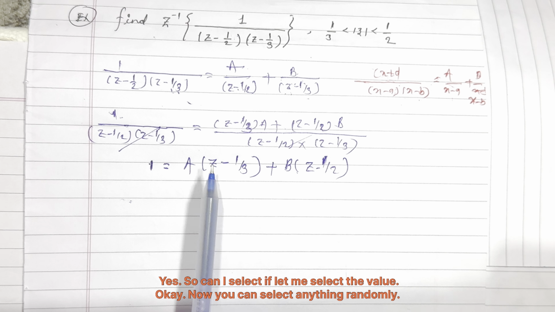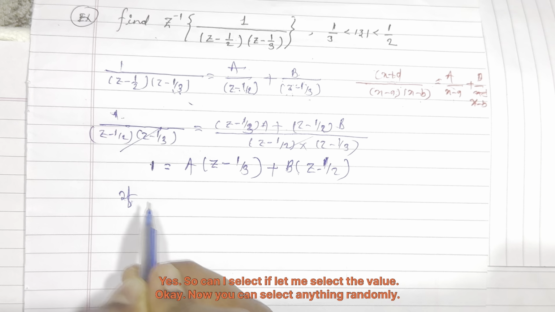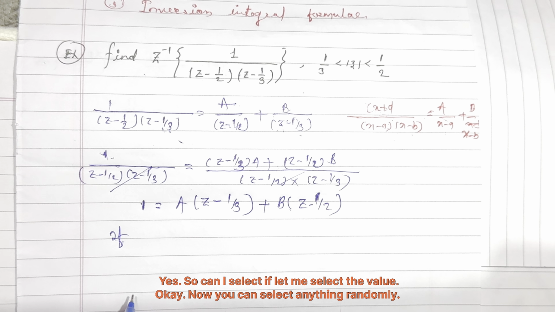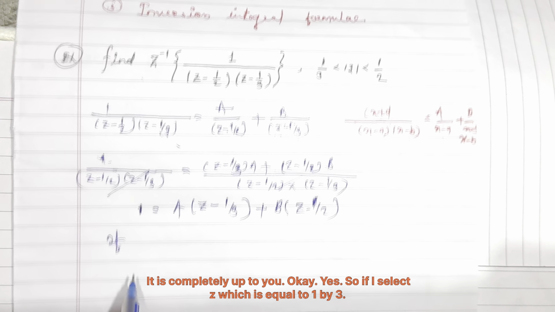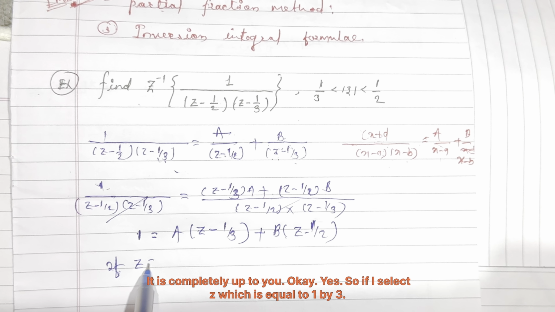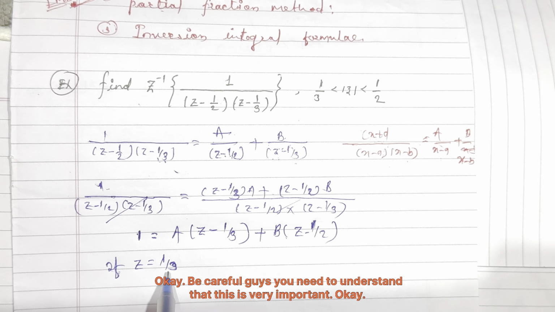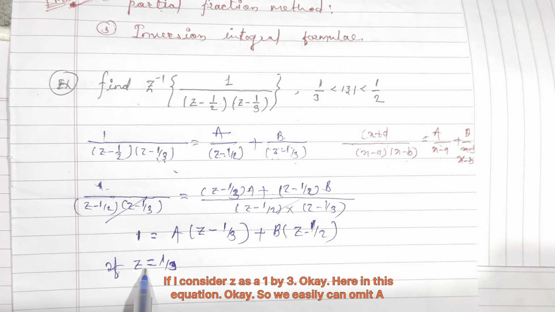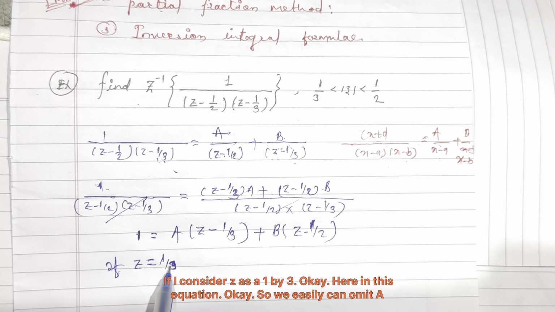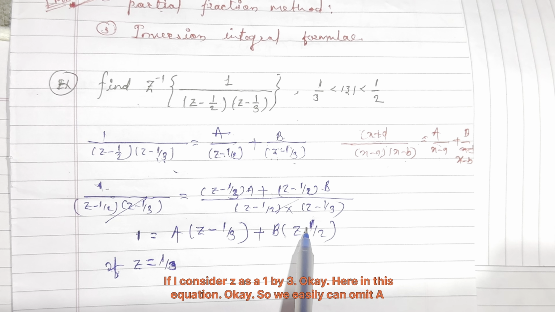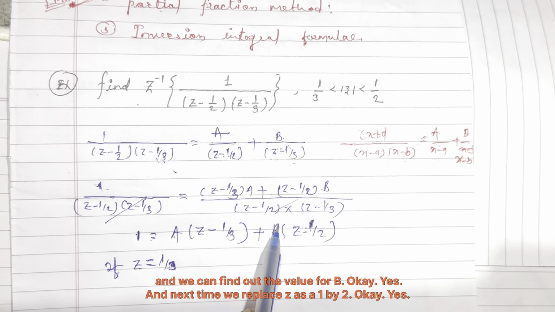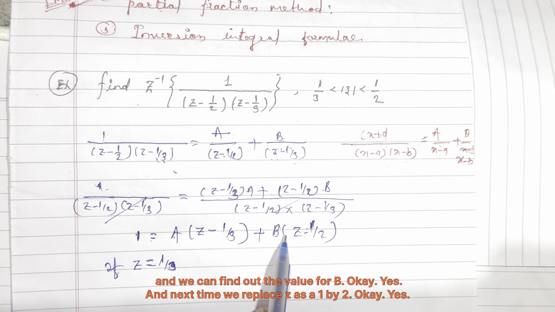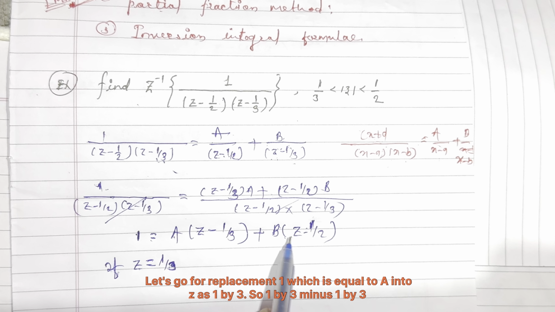Yes, so let me select a value. You can select anything randomly, it is completely up to you. If I select z equal to 1/3, be careful guys, this is very important. If I consider z as 1/3 in this equation, we can easily omit a and find the value for b. And next time we replace z as 1/2. Yes, let's go for the replacement.